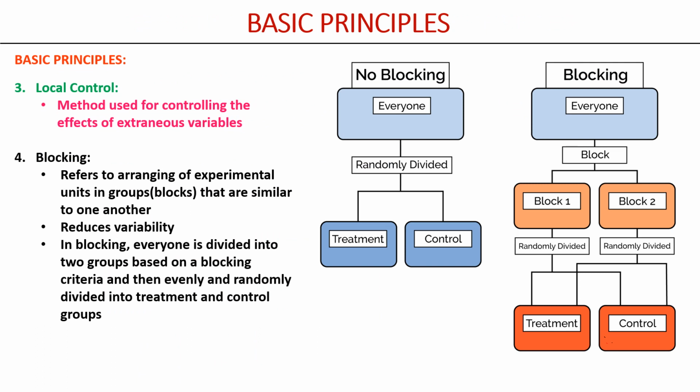The third principle of DOE is local control. As we have already stated in our previous slide, our motto is to reduce the effect of the extraneous variables. And one way of doing it is blocking. What does blocking do? Let me explain it by an example.